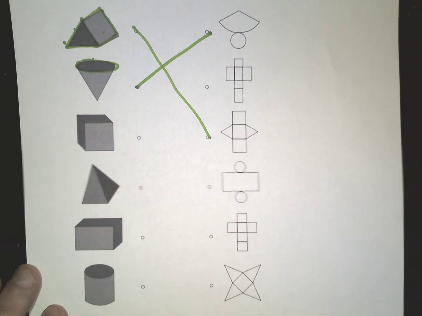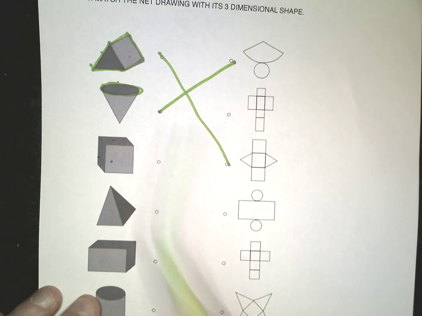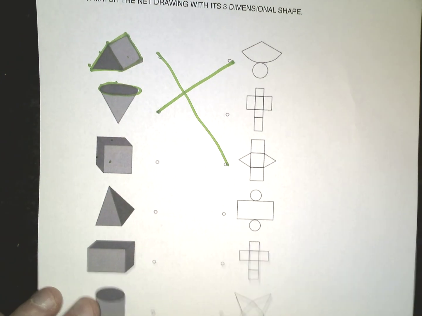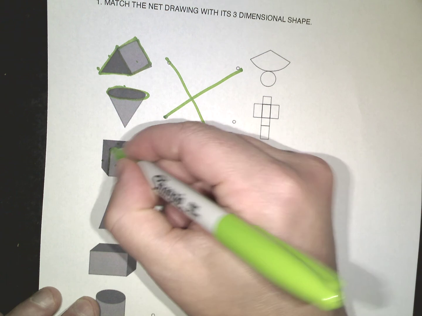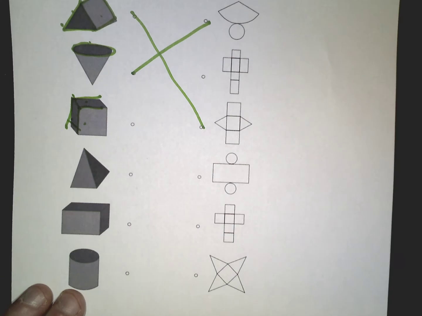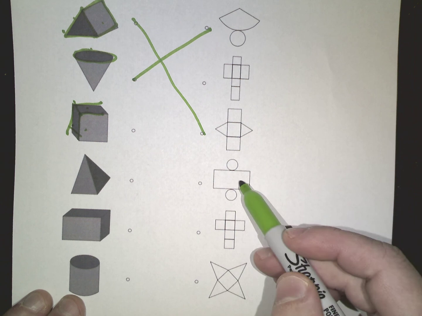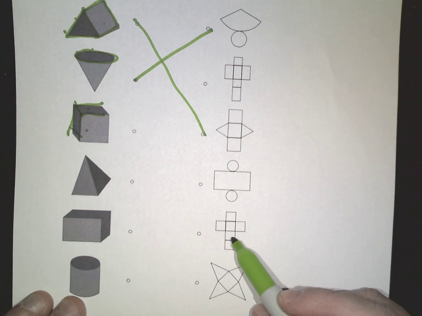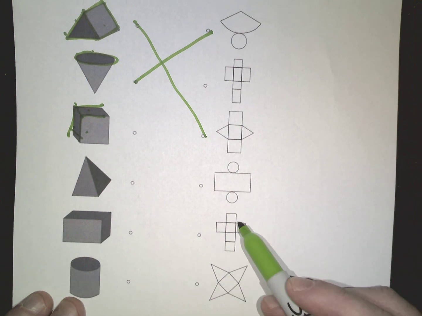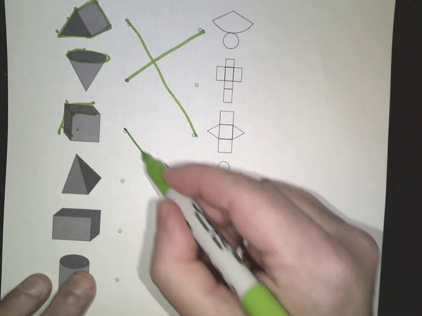Okay, this one is a cube. A cube, like those things we made with origami, if you remember, is completely made up of squares. Now I've got to find something that is only squares. Well, this has a couple squares in it. It has a rectangle. This one is all squares. No triangles, all squares. Good.